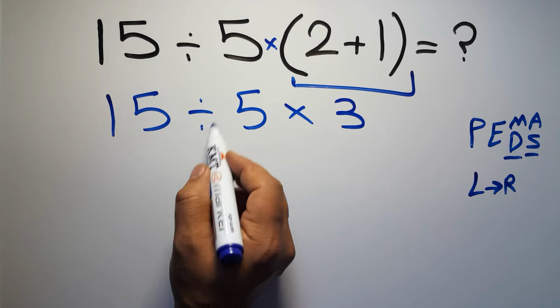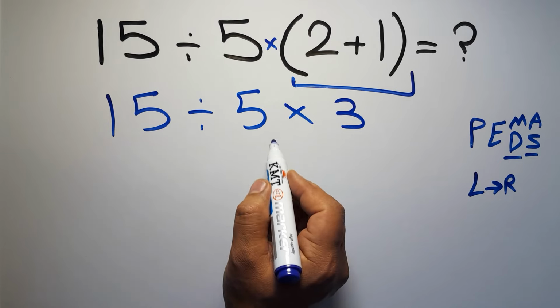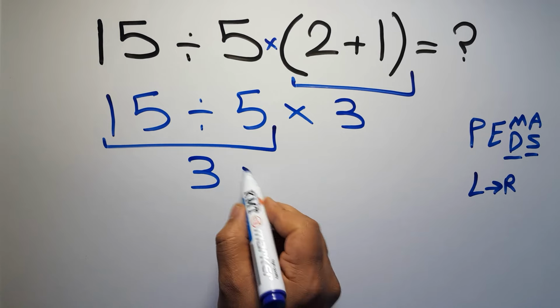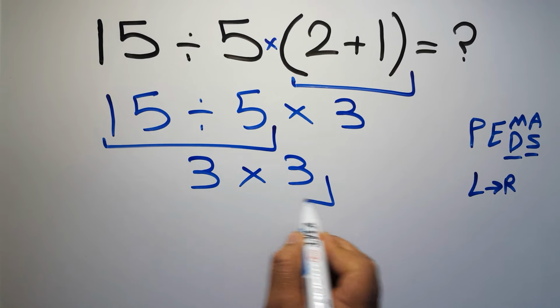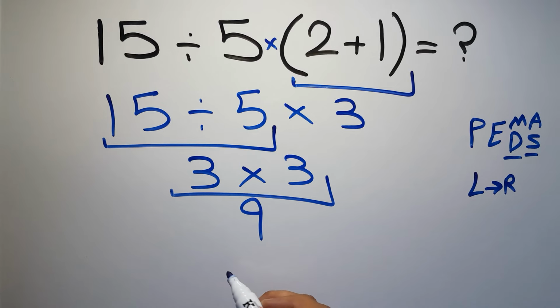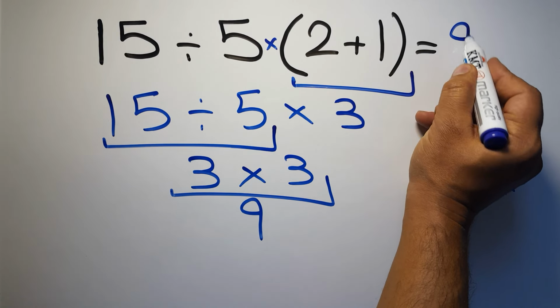So here first we have to do this division, 15 divided by 5, which gives us 3. So 3 times 3, which equals 9. And this is our final answer to this problem. The correct answer is 9.